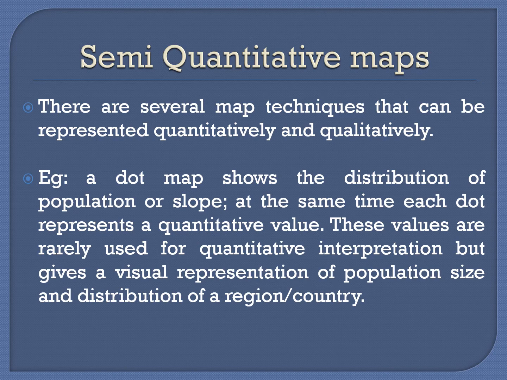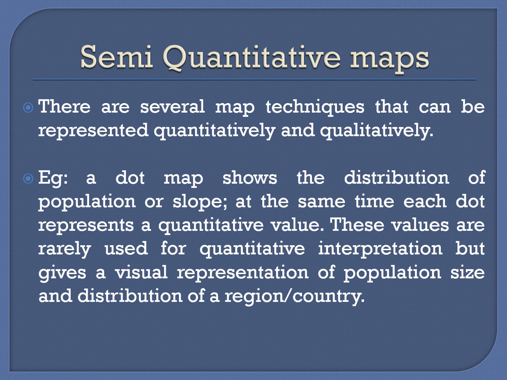The second type is a semi-quantitative map. What is a semi-quantitative map? While we prepare a map, we are preparing the map on the basis of a quantitative manner. But after the final output has come, the map looks or appears to be qualitative in nature.